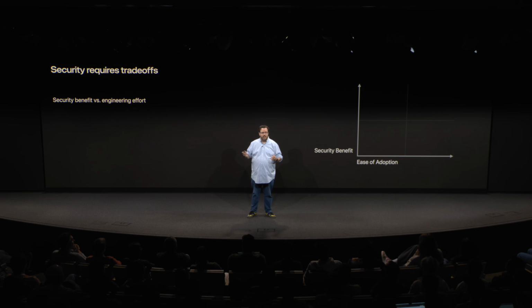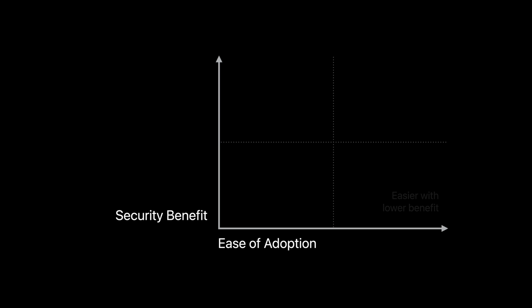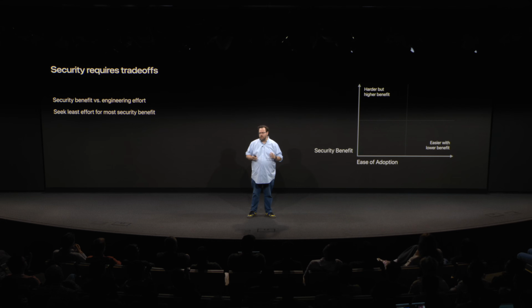Security is about navigating trade-offs. For memory safety, the most critical trade-offs are the security benefit and the engineering effort, such as code changes and testing. Think about the trade-off as a graph, with benefit on the vertical axis and ease of adoption on the horizontal. Some protections are easy to apply, but provide less benefit. Others are harder, but give more security. Navigating the trade-offs is about expending the least amount of effort while gaining the most benefit. That's the sweet spot in the upper right-hand corner.